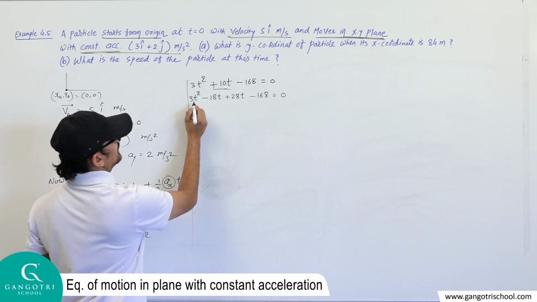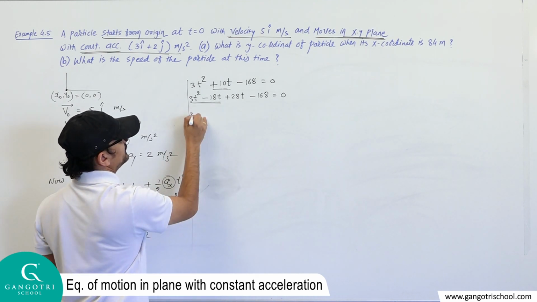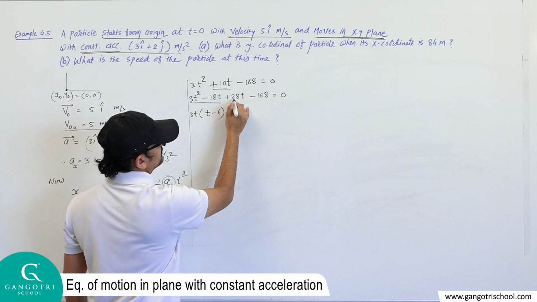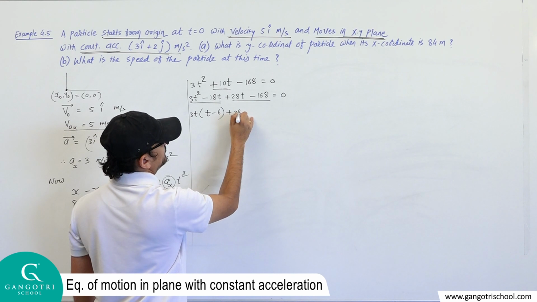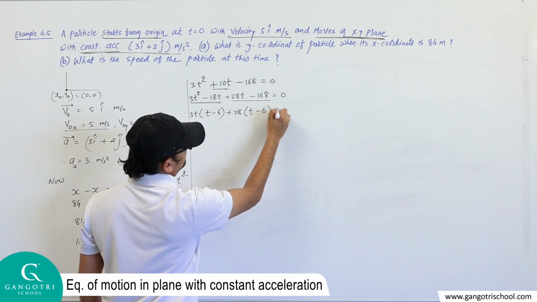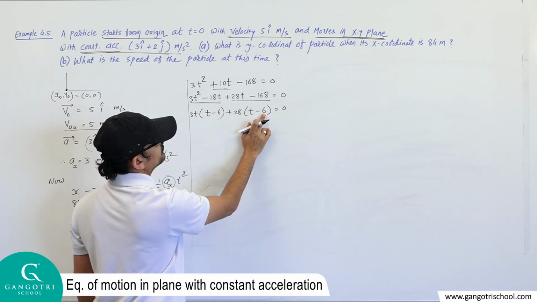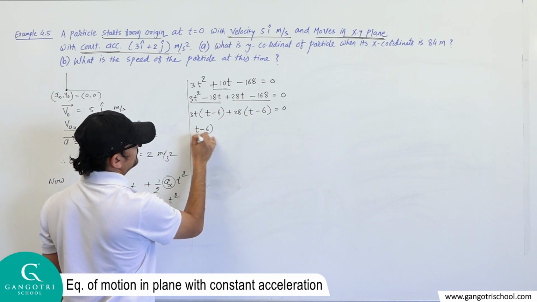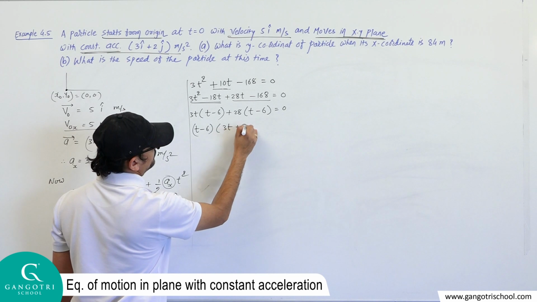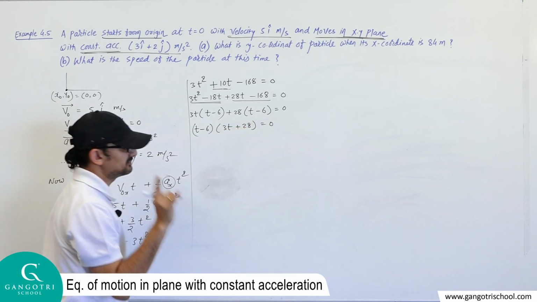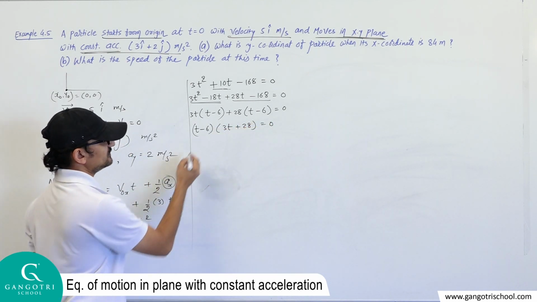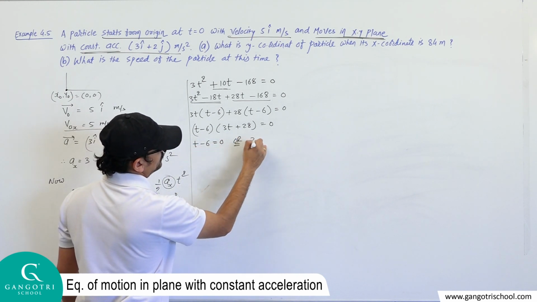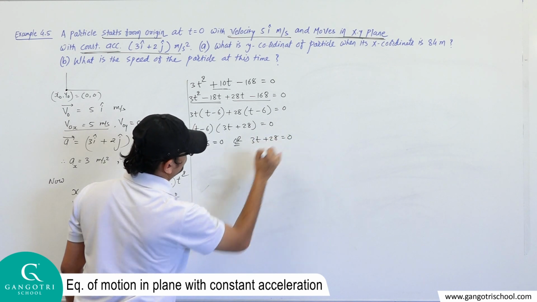Okay. Now from the first two terms let's take 3t common, so in the bracket t minus 6, plus, now from the next two terms let's take 28 common, so again t minus 6 is remaining. 28 into 6 is 168. So here we have t minus 6 and 3t plus 28 is equal to 0. Remember, time can never be negative. t minus 6 equals 0 or 3t plus 28 equals 0.